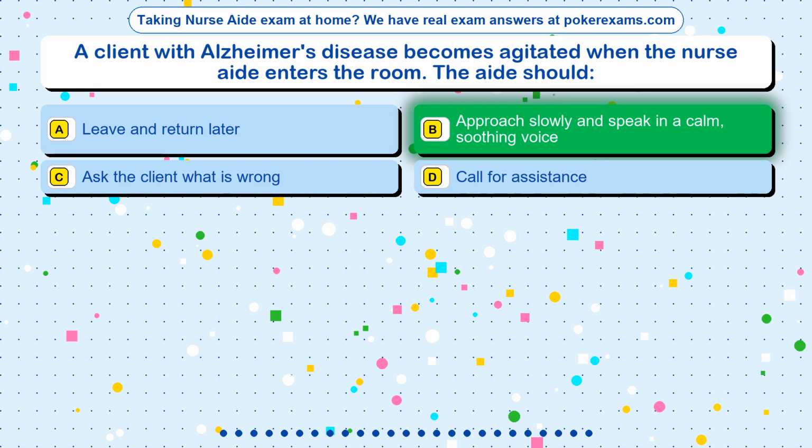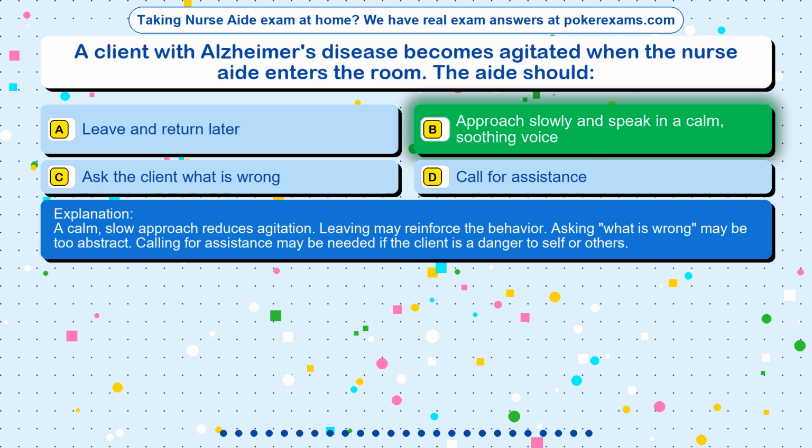The correct answer is option B. Approach slowly and speak in a calm, soothing voice. A calm, slow approach reduces agitation. Leaving may reinforce the behavior. Asking what is wrong may be too abstract. Calling for assistance may be needed if the client is a danger to self or others.